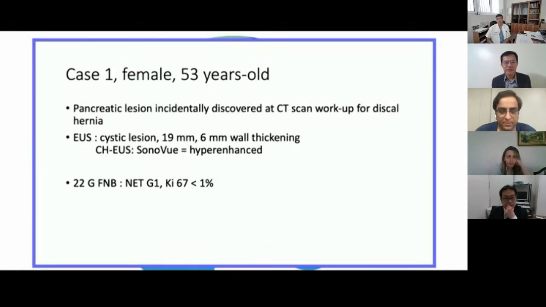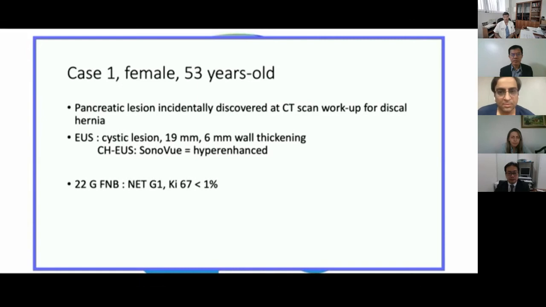The first case is about a woman. In this patient, we found a pancreatic lesion incidentally discovered at CT scan, done for workup of a disc hernia. At EUS exploration, we found a cystic lesion, 19 millimeters in diameter, with 6 millimeter wall thickening. After injection of Sonovue, we found it hyper-enhanced. With the 22 gauge FNB, the histology found NET G1.